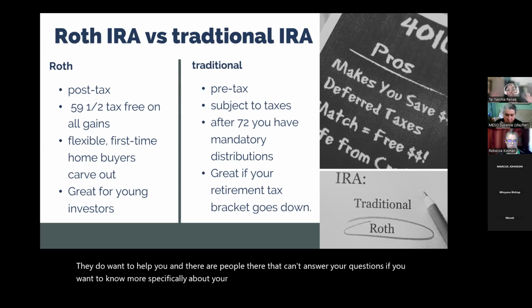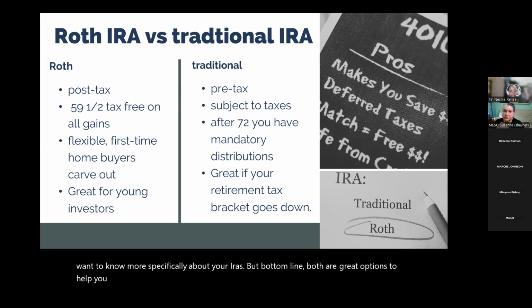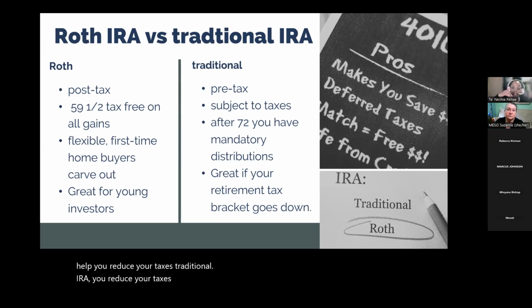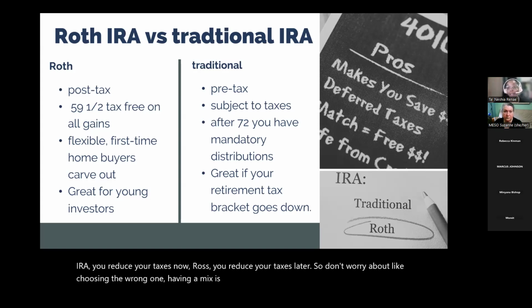But bottom line, both are great options to help you reduce your taxes. Traditional IRA, you reduce your taxes now. Roth, you reduce your taxes later. So don't worry about choosing the wrong one. Having a mix is great. Having just one is even better too, right? Are there any questions about that?